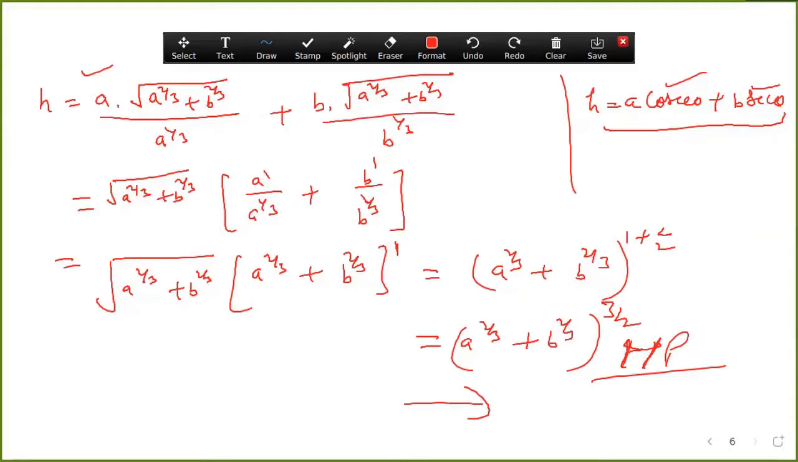This is question number 12. Now try 13 and 14 yourself. Now come to question number 15.